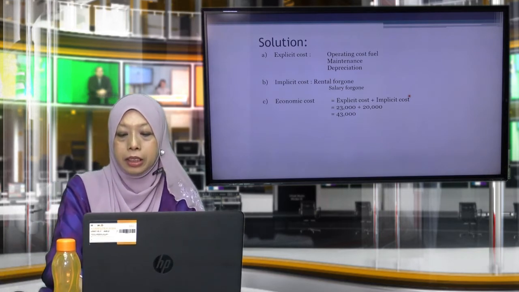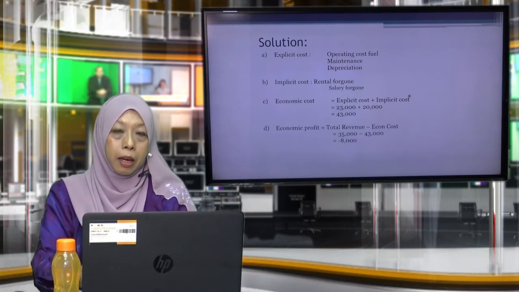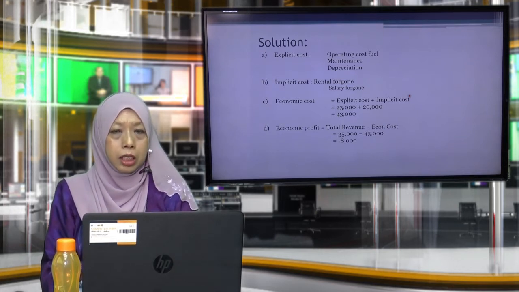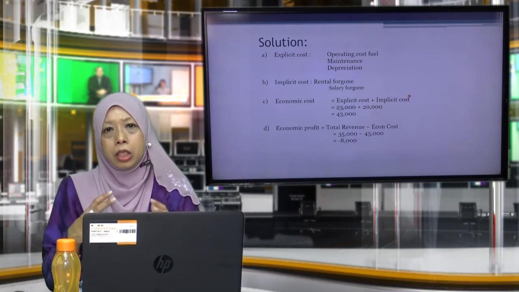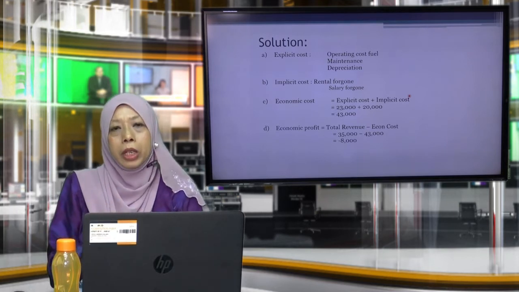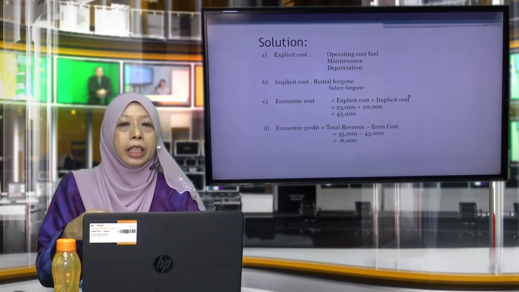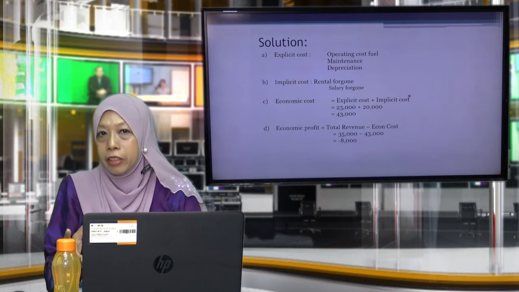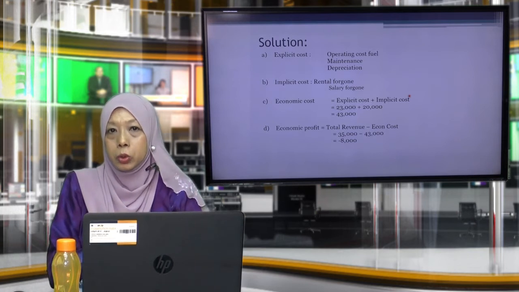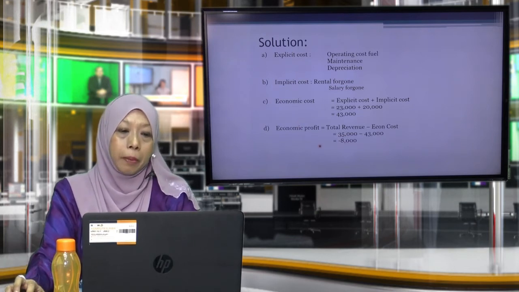The last question wants you to determine whether Amin should continue managing the construction company or simply work for somebody else. This requires you to calculate the potential profit of the business. To calculate profit, which profit definition should you use? Remember that economic profit includes a much wider definition of cost. So when you want to make a decision whether you should continue a particular business or not, we need to calculate economic profit.